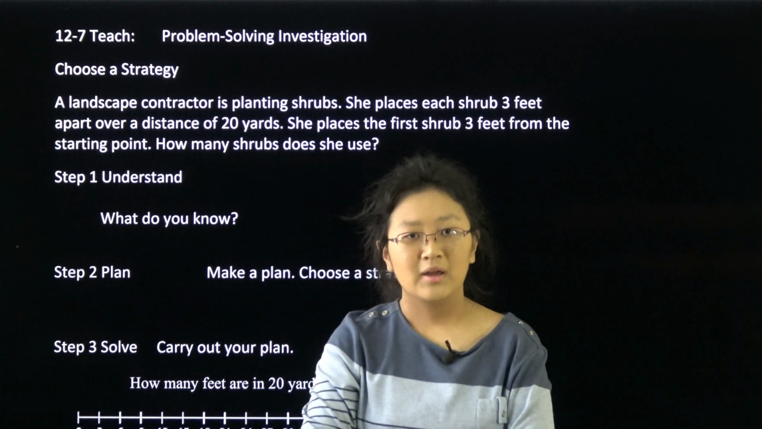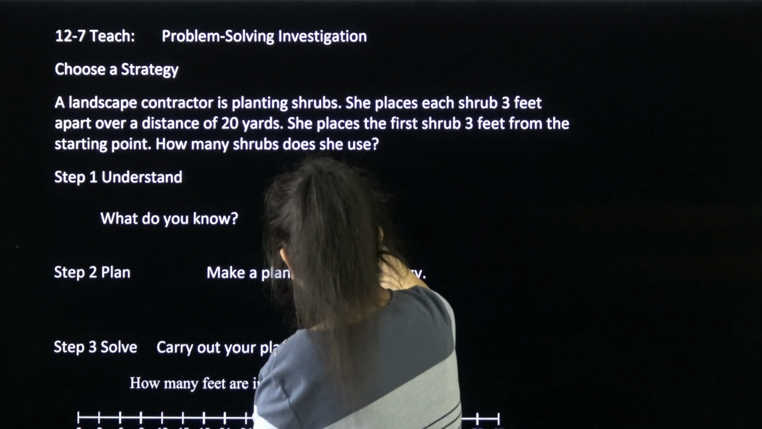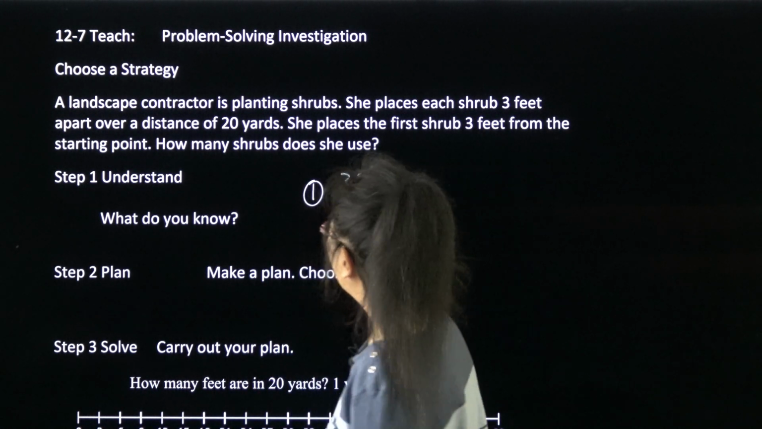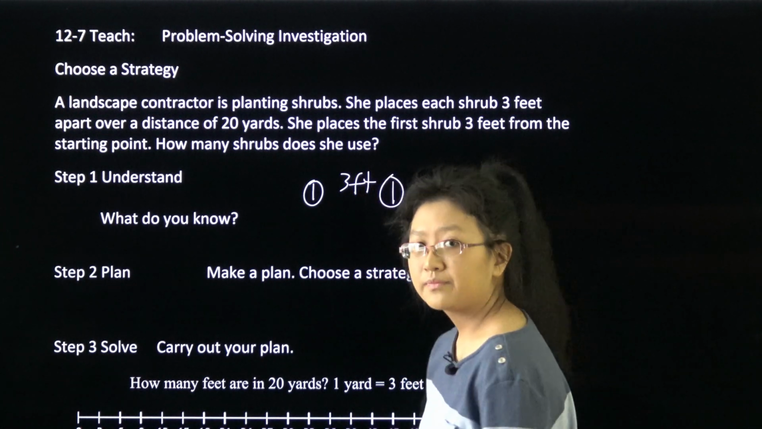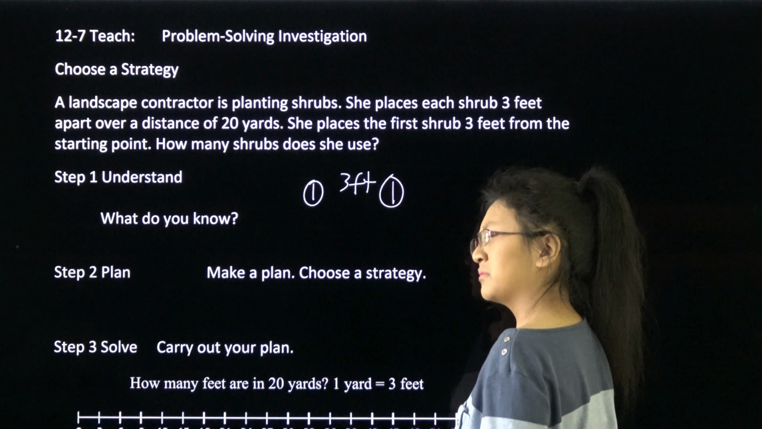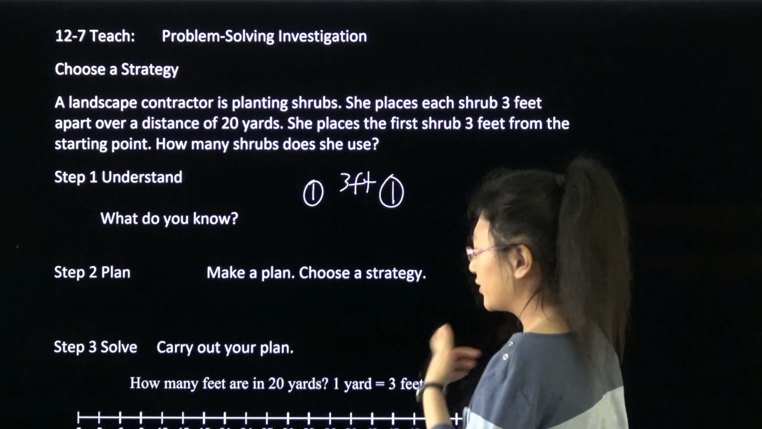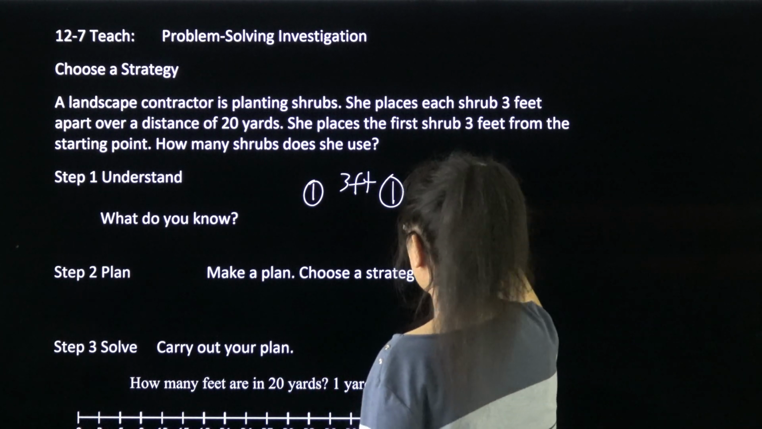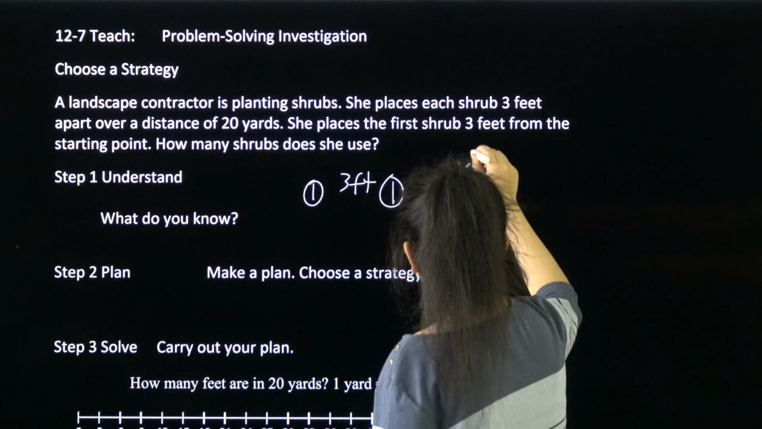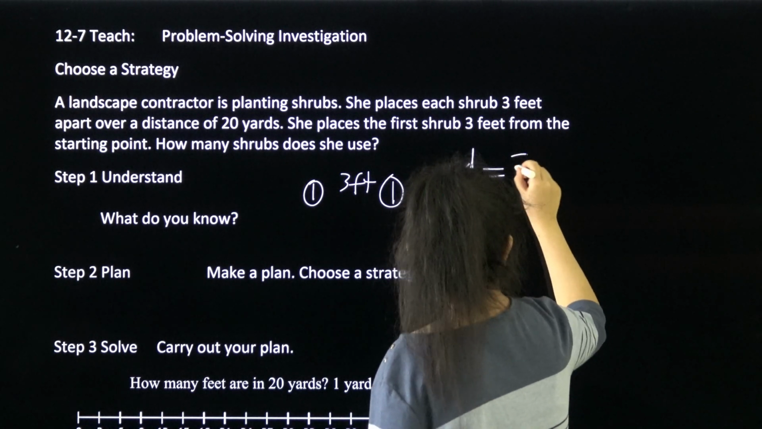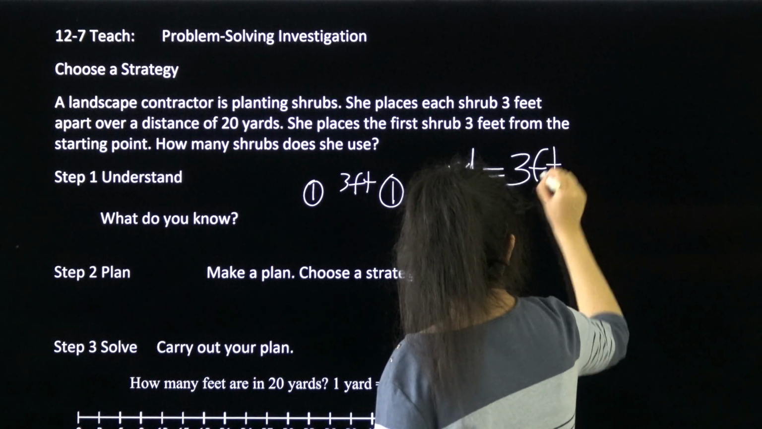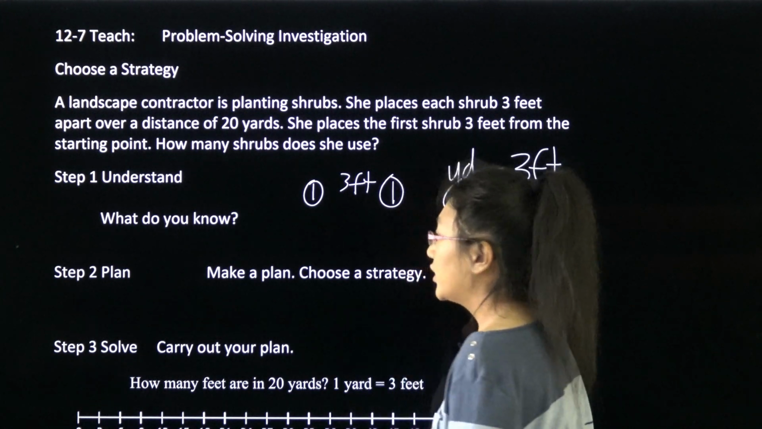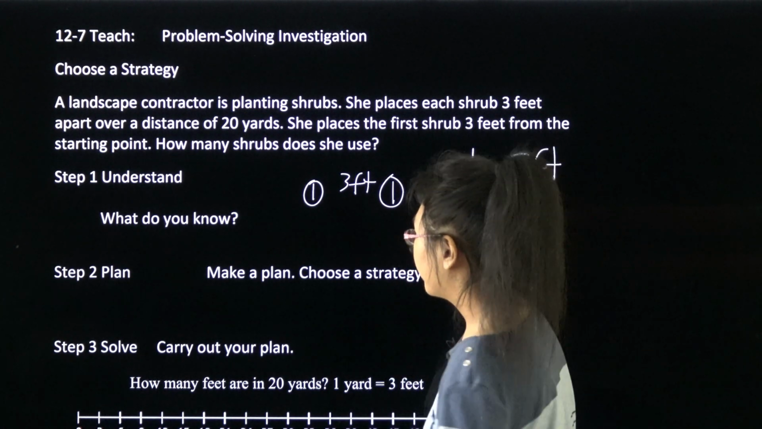So what do you know? Well, the distance between shrubs is 3 feet. And it's over a distance of 20 yards. We also know from, was it grade 3 or grade 4? From a previous grade that a yard is equal to 3 feet. So the first shrub is also placed 3 feet from the starting point. What do we want to know? How many shrubs does she use?